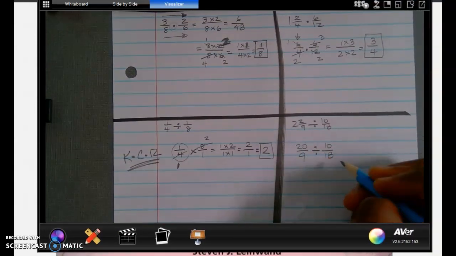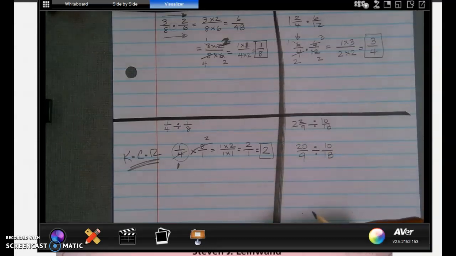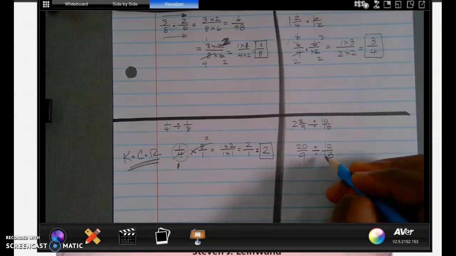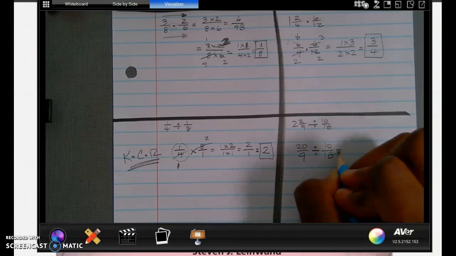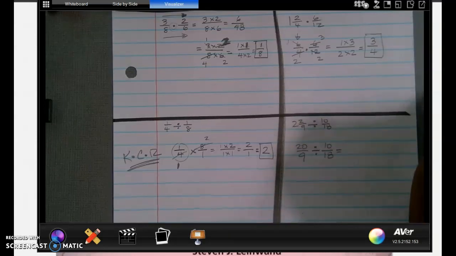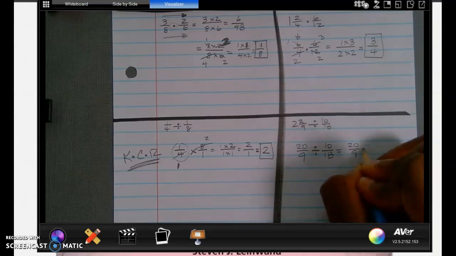All right, so next, greatest common factor between 9 and 10. 9 and 10, there are none, but guess what? I didn't do my keep, change, reciprocate yet, okay? So keep in mind, I did that because people will automatically try to start more than one step at a time, and you don't want to do that, okay? So 20 over 9, I'm going to change this to 18 over 10.